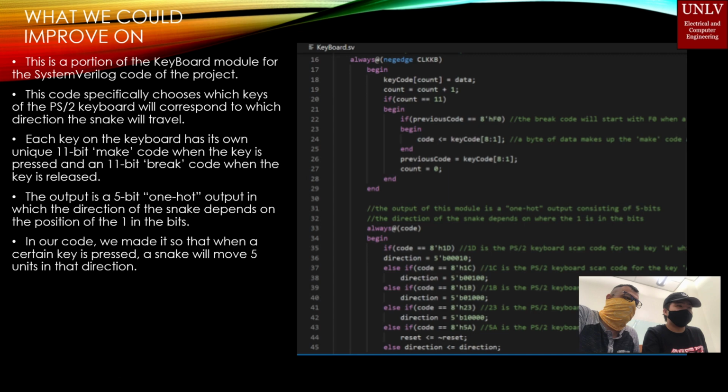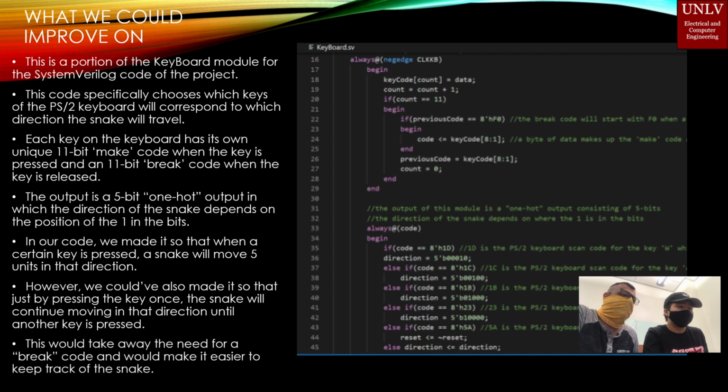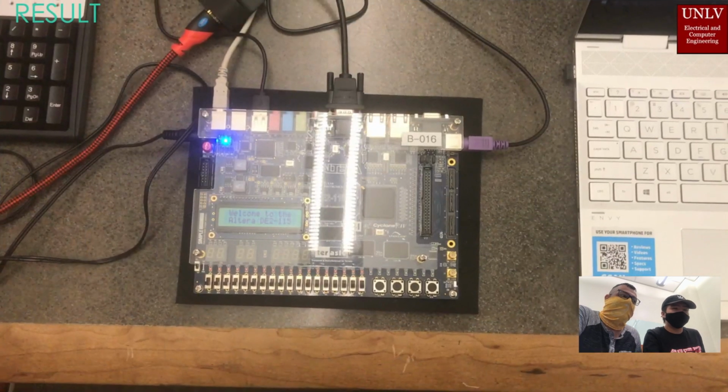In our code, we made it so that when a certain key is pressed, the snake will move 5 units in that direction. However, we could have also made it so that just by pressing the key once, the snake will continue moving in that direction until another key is pressed. This would then take away the need for a break code. It will make it easier to keep track of the snake. Up next, we have the video demonstrating our results.